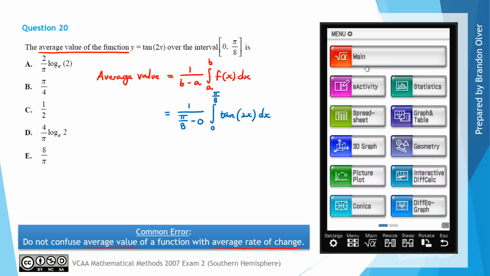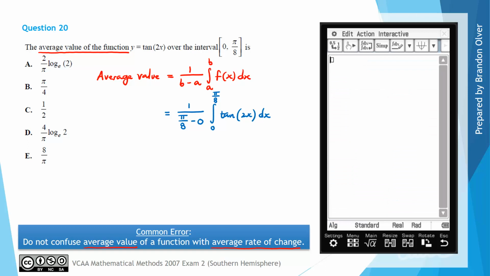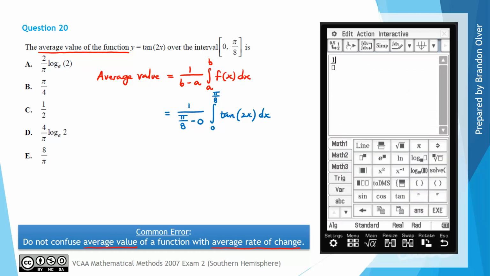Now that can be solved on a CAS calculator. On the CAS calculator, go into the main menu. Next, bring up the soft keyboard, and we want to write in 1 divided by the fraction pi over 8, subtract 0. So just be careful when you're typing into your calculator that it appears the way you need it to. And then that's going to multiply the integral, which is under math 2, between 0 and the fraction pi over 8. And then our function was tan of 2x. And we're going to integrate that with respect to x, and hitting execute gives us the average value of the function between 0 and pi on 8.